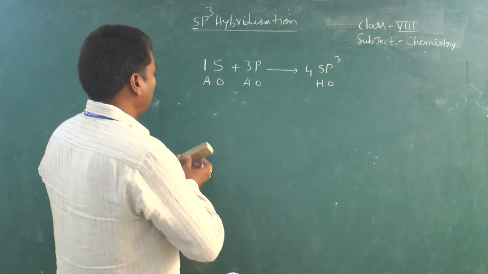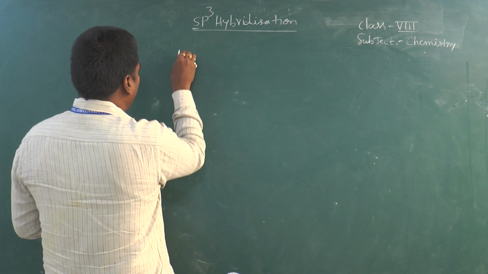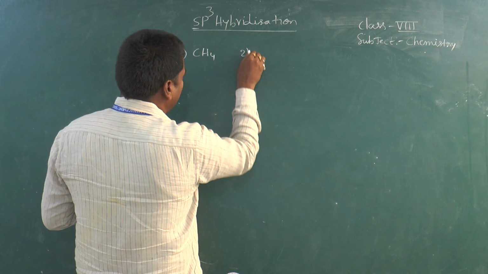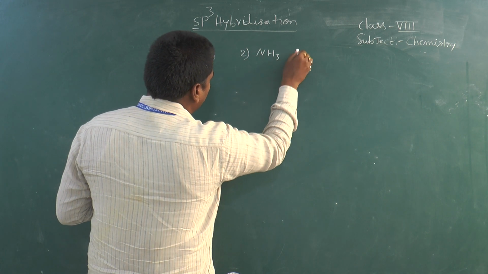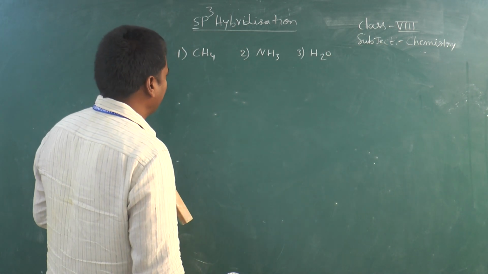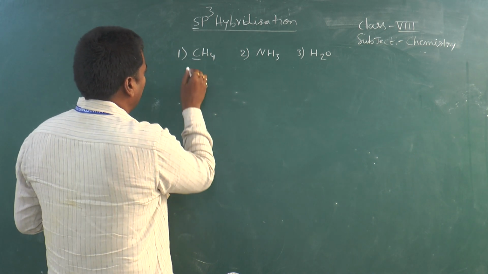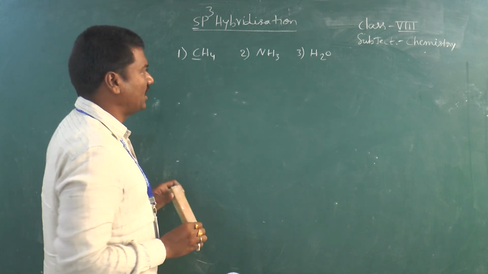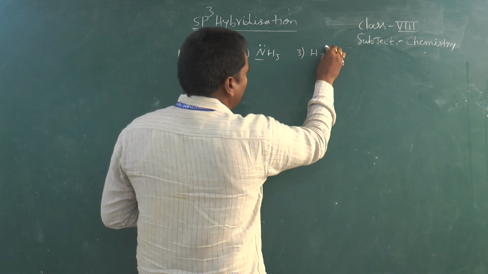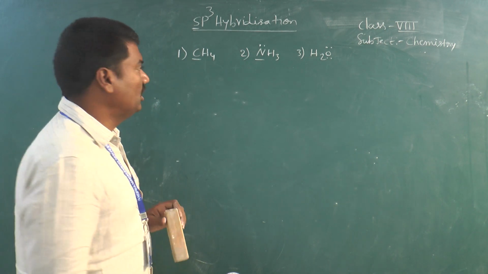Now for the examples of sp3 hybridization, the first example is the CH4 molecule, the second is the ammonia molecule, and the third is the water molecule. In CH4, the central atom has no lone pair of electrons. In ammonia, nitrogen has one lone pair of electrons, and in the water molecule there are 2 lone pairs. These three are the examples for sp3 hybridization. Now we will discuss them in detail.